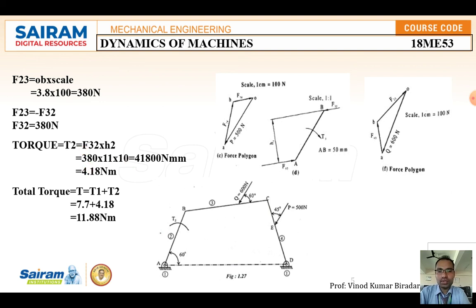After calculating both the torques, you find the final total torque. Total torque is equal to T1 plus T2, substituting 7.7 plus 4.18, so you get 11.88 Newton meter. Like this you have to solve problems to find the total torque. You have to remember how to construct the free body diagram, that's very important. Once you calculate that, you find the total torque. This is your final answer.